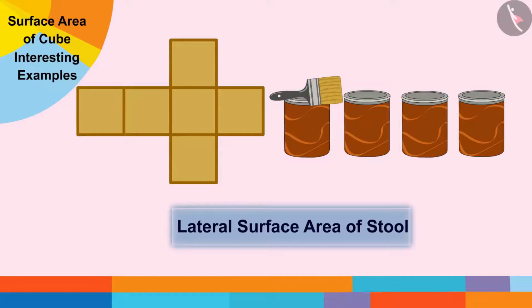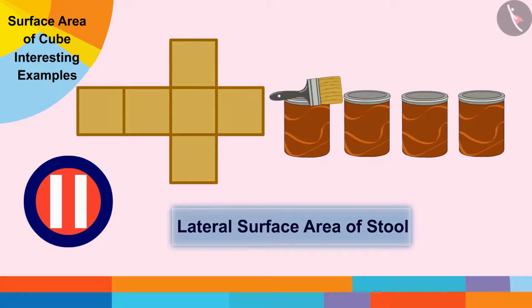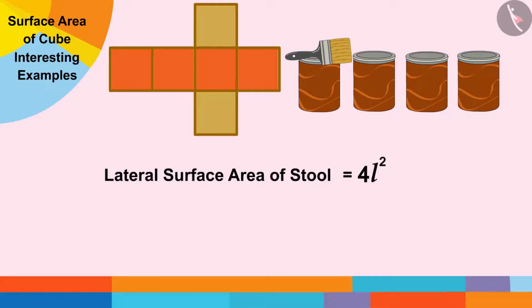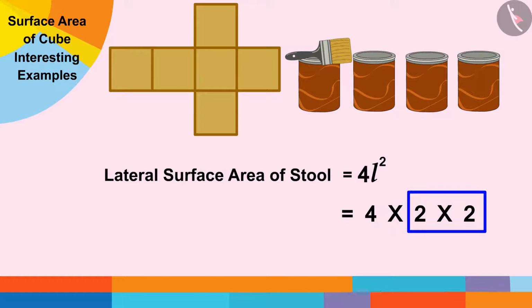Friends, can you help Manas find the lateral surface area of this stool? Pause the video to try getting the answer yourself and then match your answer. Do you remember the formula for the lateral surface area of the cube that you learned in the previous video? Let us write 2 feet as the length of the side of the stool instead of L here to find the lateral surface area of the stool. In this way, the lateral surface area of the stool is 16 square feet.